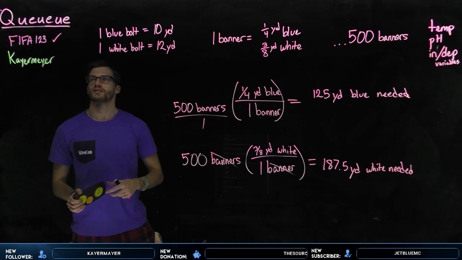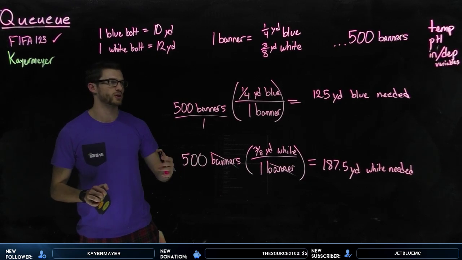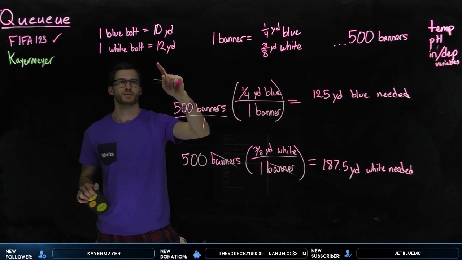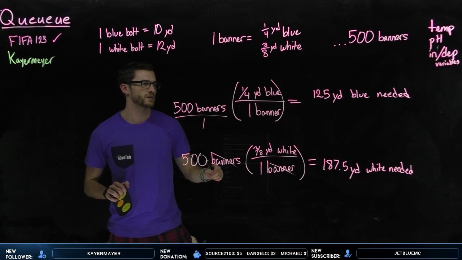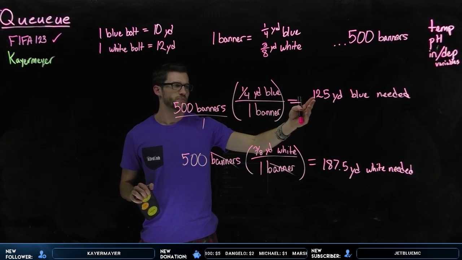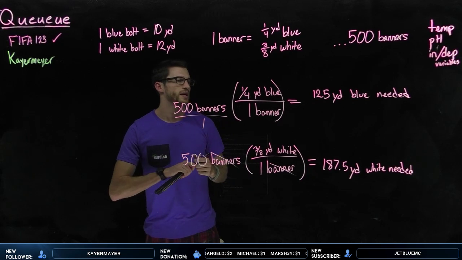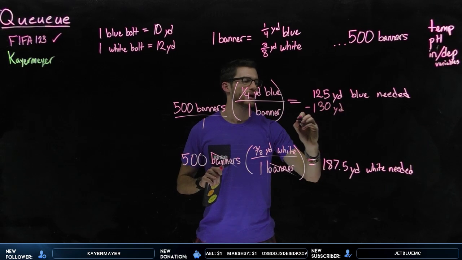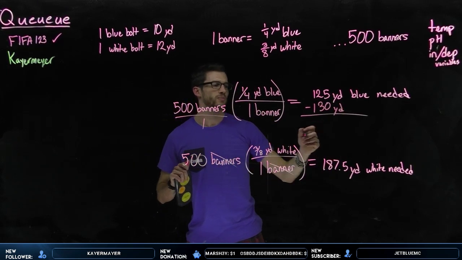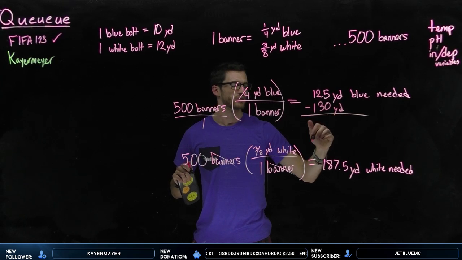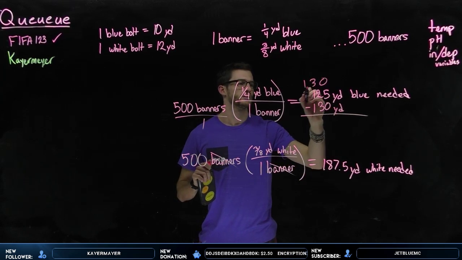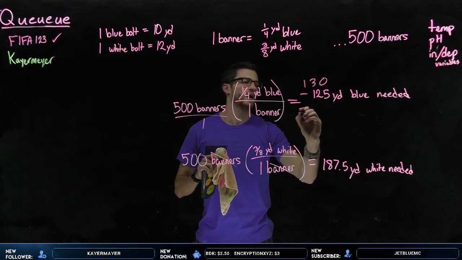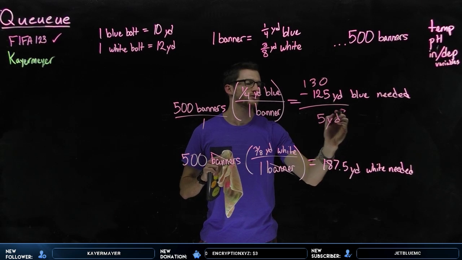Now we have to see how many bolts we need to buy, because we're going to buy enough bolts to cover this. So if you buy blue bolts in 10-yard increments, then that means that we need 13 of them. But what we're going to have left over is, so we're going to subtract 130. They're not asking how many bolts we're doing. They're asking, based on what the leftovers are, how many more banners we can make. 130 minus 125, yep. So this will be 5. We have 5 yards left over, so I'm going to circle that.